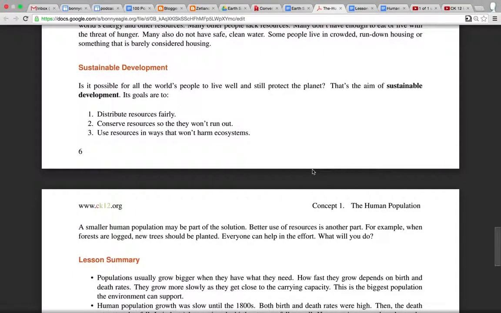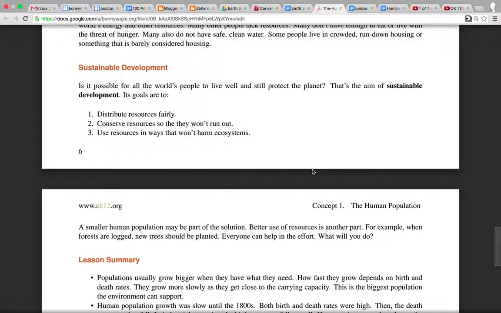Sustainable development. It is possible for all the world's people to live well and still protect the planet. That's the aim of sustainable development. Its goals are to: one, distribute resources fairly; two, conserve resources so they won't run out; three, use resources in ways that won't harm ecosystems. A smaller human population may be part of the solution. Better use of resources is another part. For example, when forests are logged, new trees should be planted. Everyone can help in the effort.